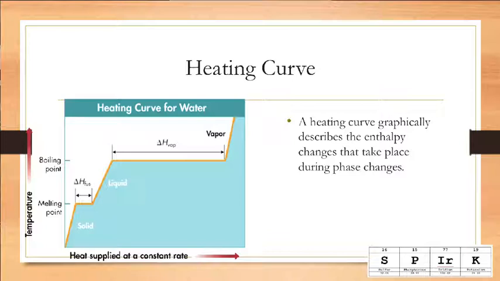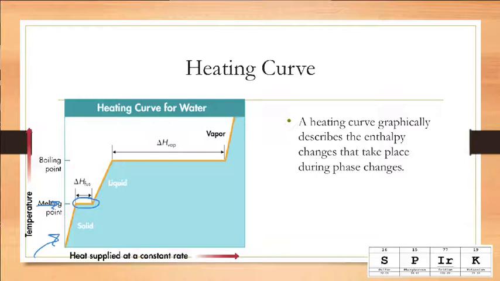So since we can look at these changes in state, we have what's called a heating curve. A heating curve graphically describes the enthalpy changes that take place during phase changes. So as you can see, we start down here in the solid region, the temperature increases until right here, that is when we have the melting point.